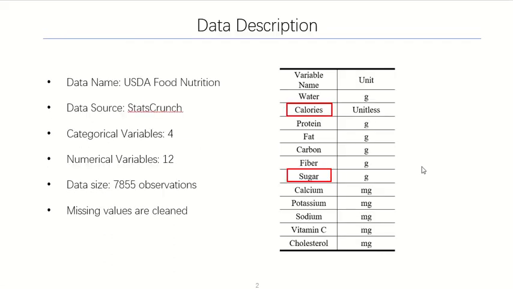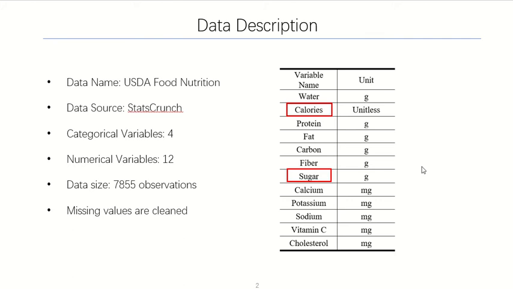So first is the data description. I got this data. The data set is USDA food nutrition data. The data resource is from the StatsCrunch website. I got four categorical variables. Basically, they are just very basic description of the nutrients of the food, and there are 12 different numerical variables, that is the nutrients of a specific food. After cleaning the data, I got a data size of 7,855 observations.